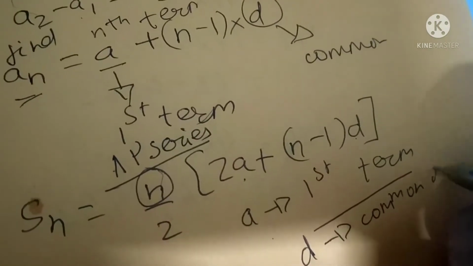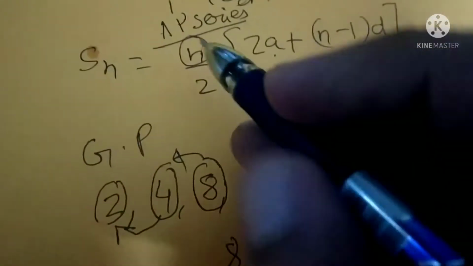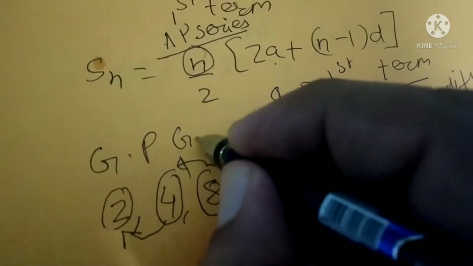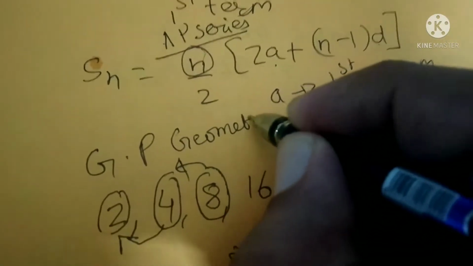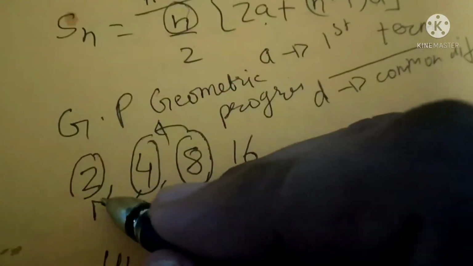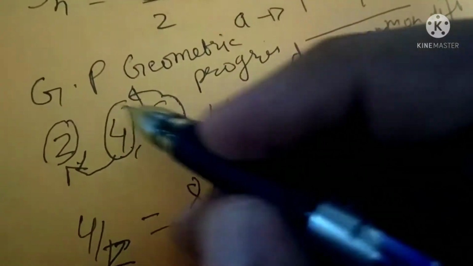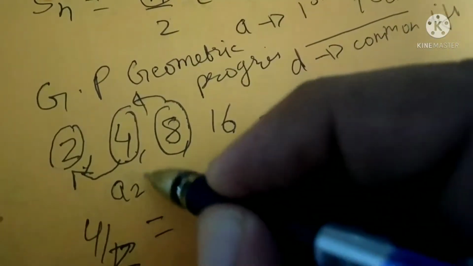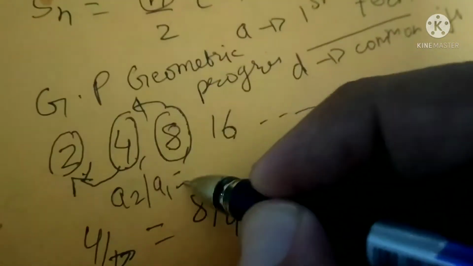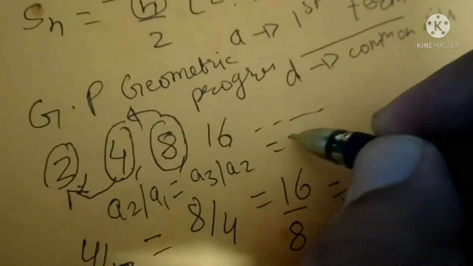And now we move on towards the geometric progression. This is known as the GP series. This is geometric progression. So this is 2, 4, 8, 16. This kind of series is there. Now the second term divided by the first term is equal to the third term divided by the second term. So this is equal to r.